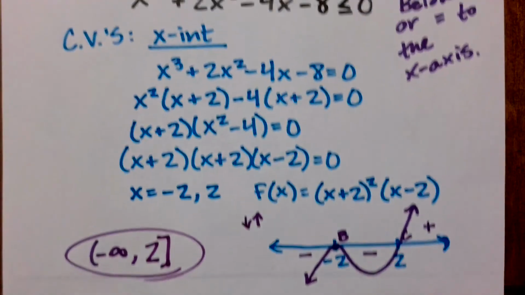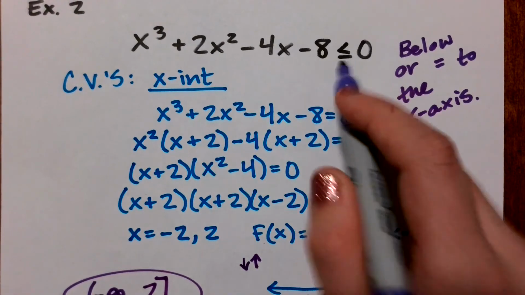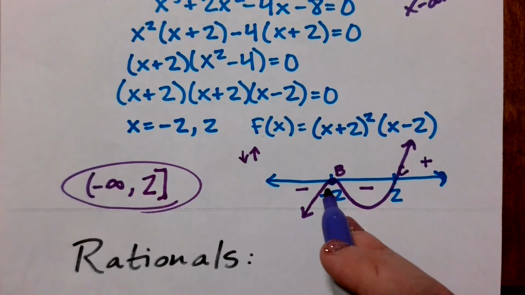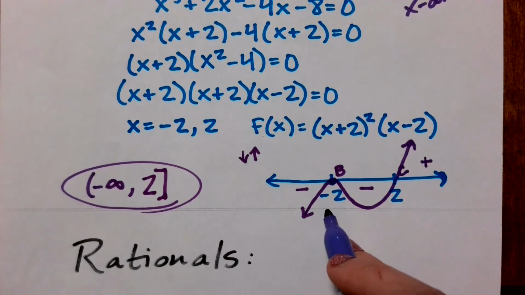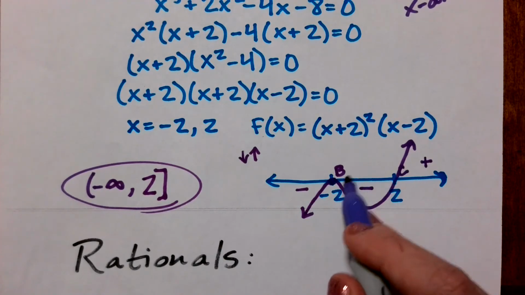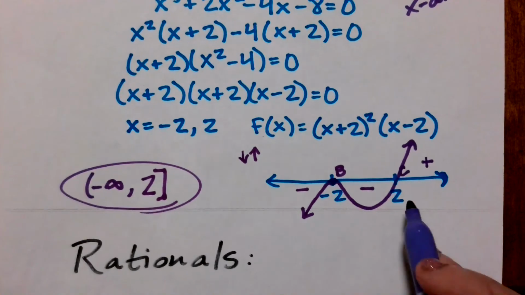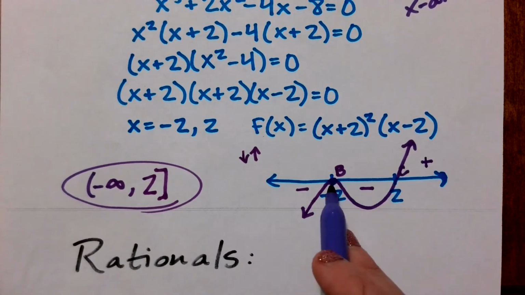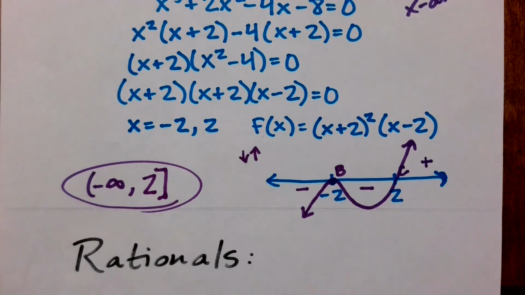If the question was strictly less than, then I would give the interval from negative infinity to negative 2 and not include it, so I'd have a parenthesis, and then union with negative 2 not included to 2 not included. So I would give those two intervals but not include the negative 2 and the 2 because that's where it is equal to 0.